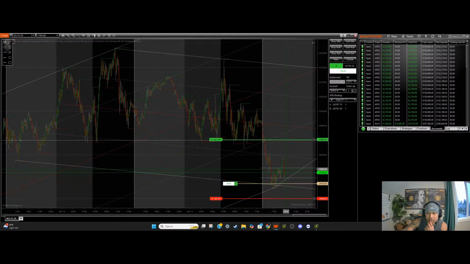Really, above 24,800 you can get comfortable adding size and then riding it up. Other than that, we are treading water. We are treading water here. It's not looking good. If we get below 750, ooh, that's going to get ugly. That's going to get ugly pretty quick if we get below 750.